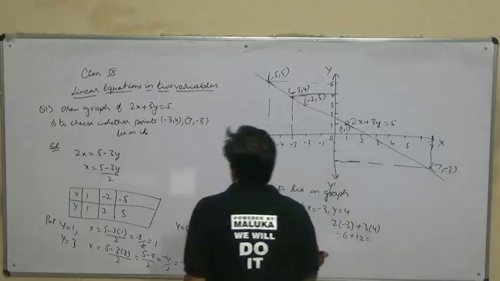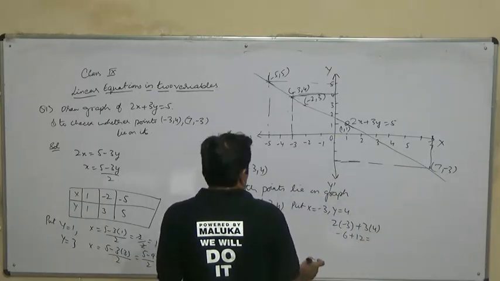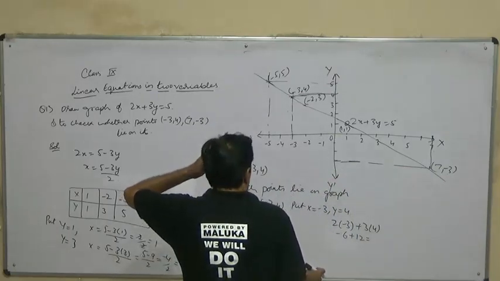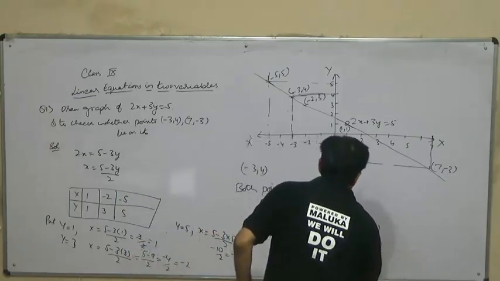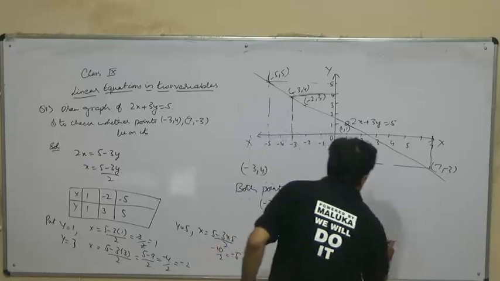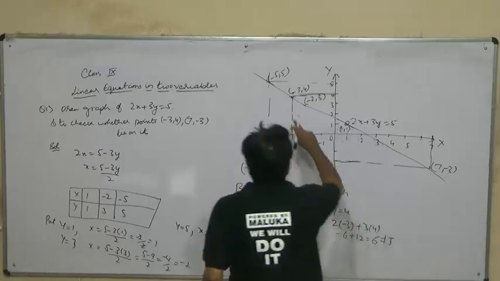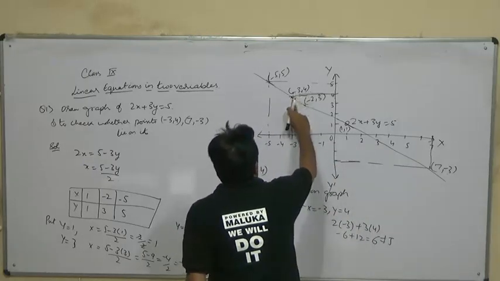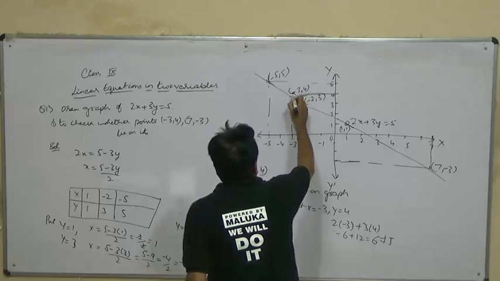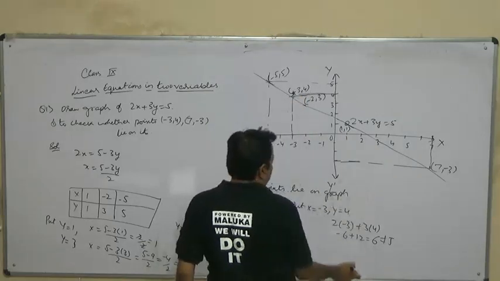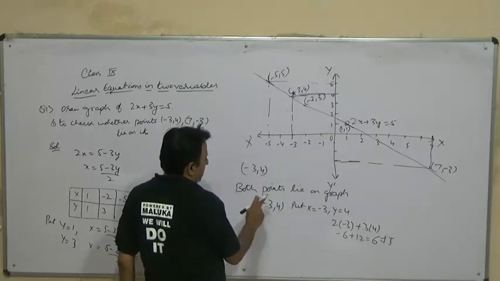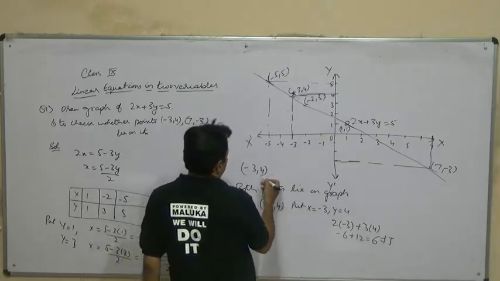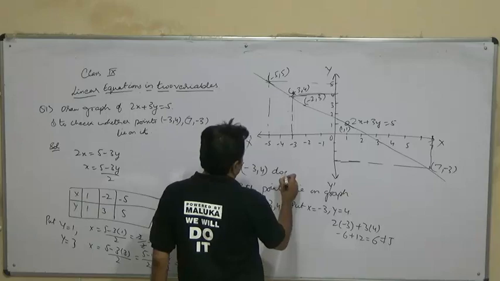So this will be -6 plus 12, that is, 2 into -3 is -6 and 3 into 4 is 12. This is 6, which is not equal to 5. So this does not lie on the graph. This is (-3, 4) and our graph is here. So this is our (-3, 4). So (-3, 4) does not lie on the graph.